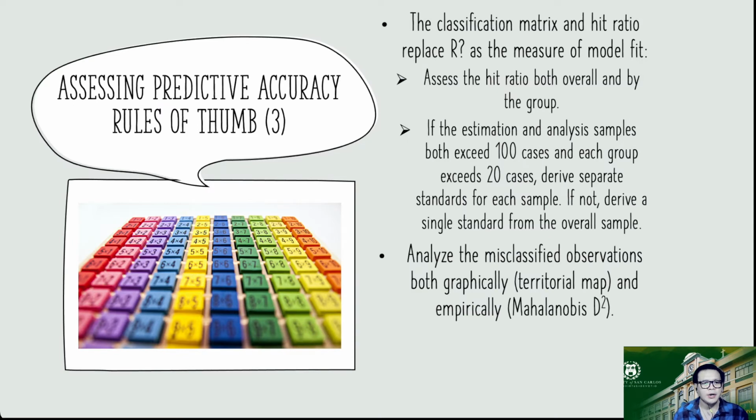So assessing predictive accuracy, which is a rule of thumb. Another thing that we have to consider is the classification metric, the hit ratio, which replaces R as the measure of model fit. So first things first is to assess the hit ratio, both overall and by group. And if the estimation and analysis samples both exceed 100 cases, with each group exceeding 20 cases, derive a separate standard for each sample. If not, then derive a single standard from the overall sample. It's also very important to analyze the misclassified observations, both graphically, as we will go along and show you a territorial map, and empirically with the Mahalanobis D2.